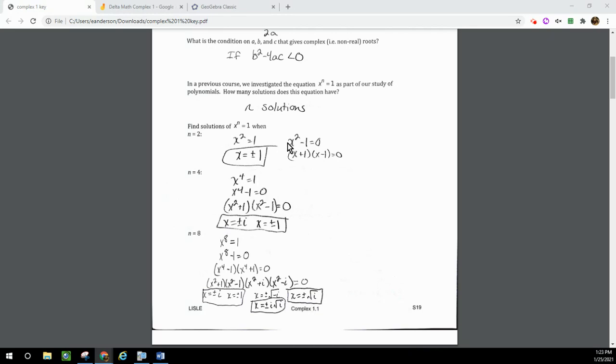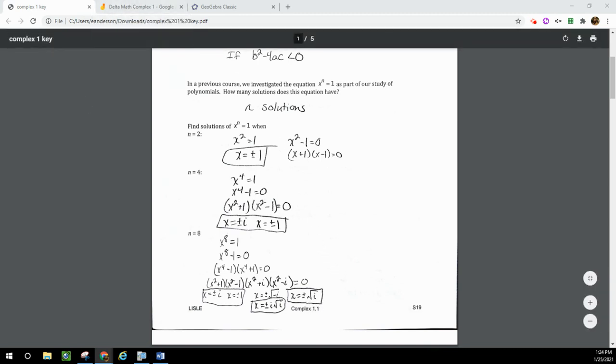If we then move on to the next one, what about when n equals 4? x to the fourth equals 1. When x to the fourth minus 1 equals 0, we could factor again: x squared plus 1 times x squared minus 1. Factor it further and reveal the four answers: plus or minus i, and plus or minus 1. If we continue this pattern, we will get 8 answers: 1, 2, 3, 4, 5, 6, 7, 8, plus or minus i, plus or minus 1, and so on.